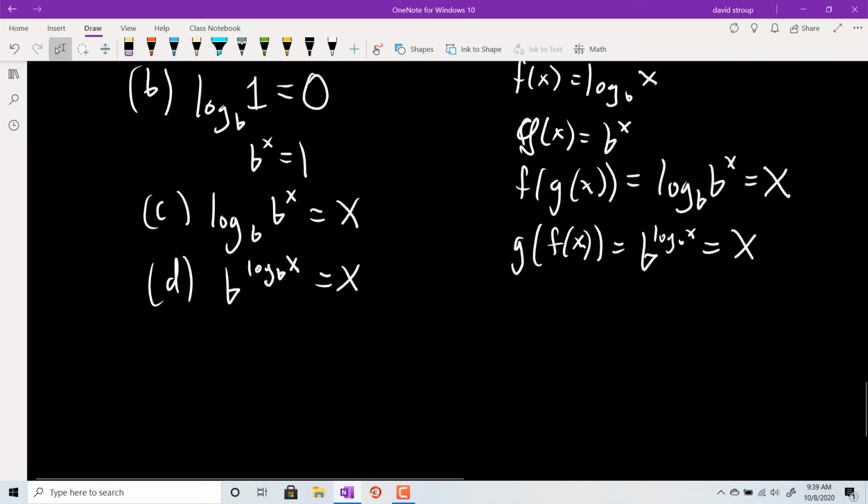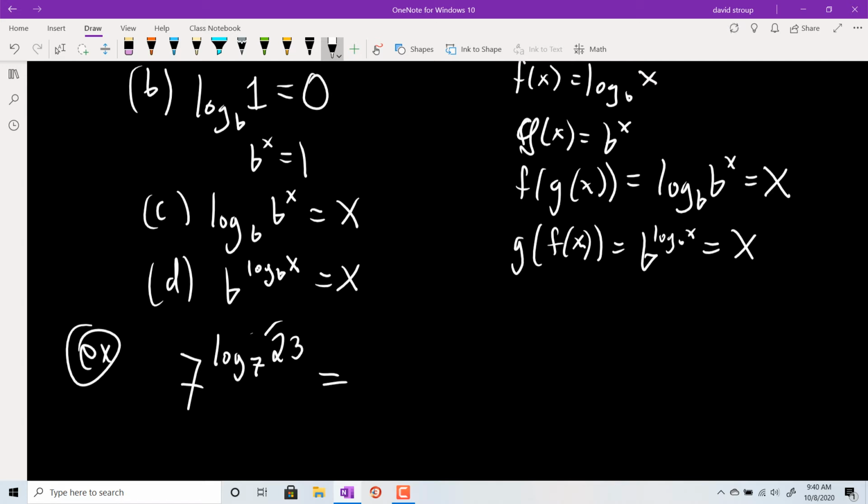Okay, so you'll see examples in the homework, like figure out 7 to the log base 7 of 23. Okay? And what you get out is just 23. It's like these two things cancel each other, and you just get 23 out. And that's going to come from this law here, part D.